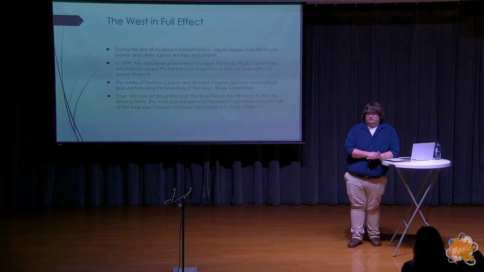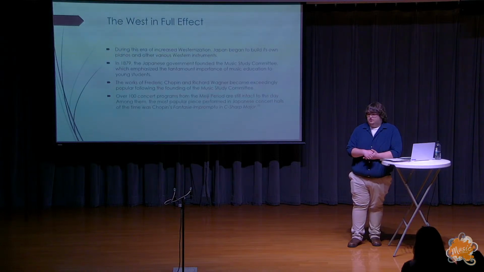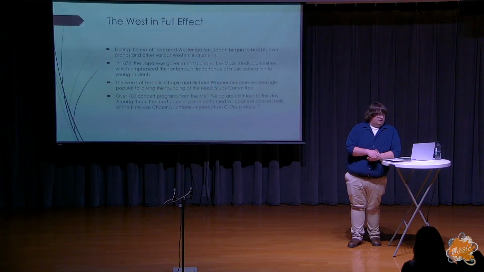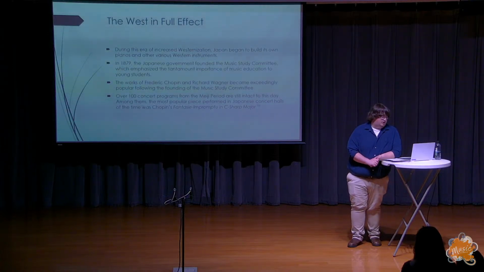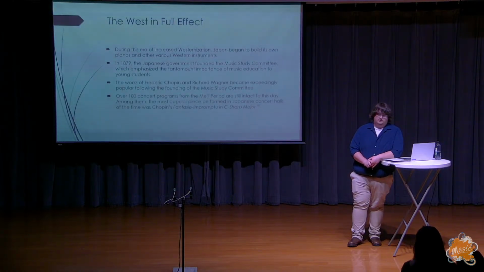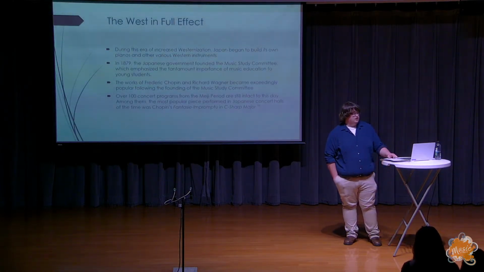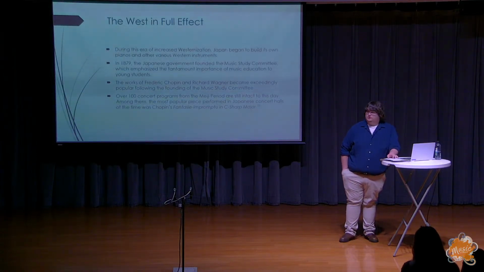The Japanese government soon after founded the Music Study Committee, which was dedicated to studying music from other places and other cultures, and then promoting music education to the youth of Japan, specifically Western notation, being able to read that from a very early age. The works of Chopin and Wagner also became very popular in this time, post-mortem for both of these composers. We have over 100 concert programs from this period of Japanese history from Japanese concert halls. And the most popular piece, Western or otherwise, was Chopin's Fantasy Impromptu in C-sharp major. It really took hold very quickly, very effectively.